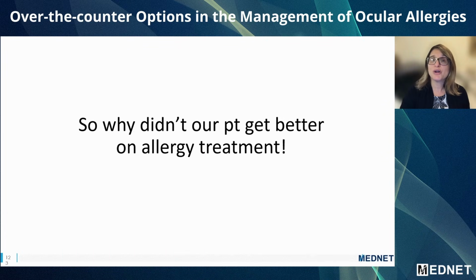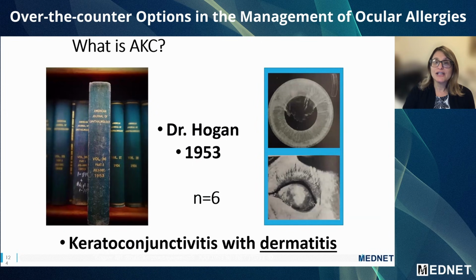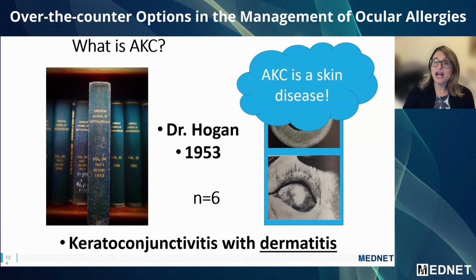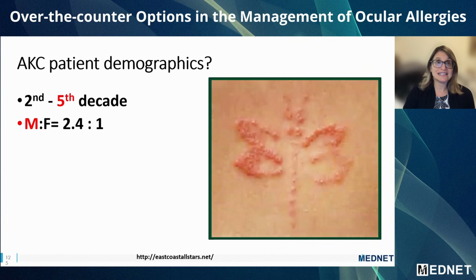And so the question is, why didn't our patient get better with an antihistamine mast cell stabilizer? It works for SAC, it works for PAC, it works for VKC, but it doesn't work for AKC. So again, what we need to remember is that AKC is really an extension of the skin. It's an atopic dermatitis, and we need to understand how to treat atopic dermatitis in order to treat AKC.